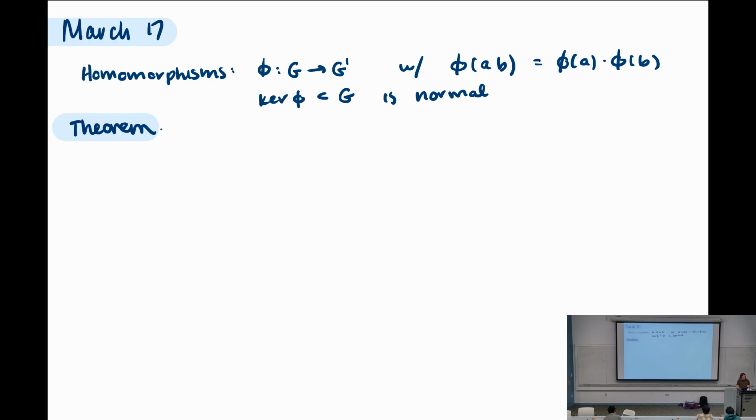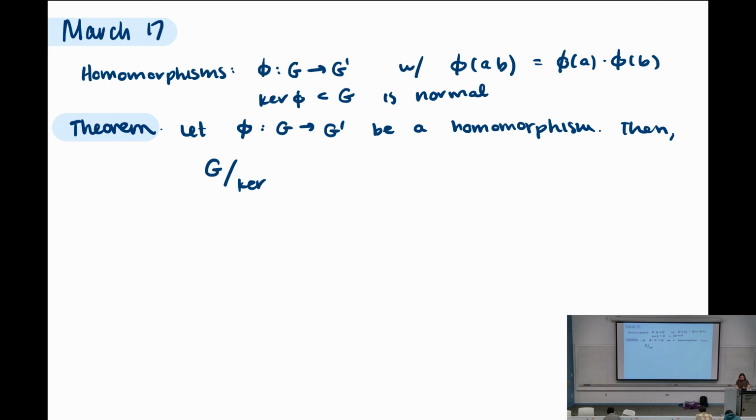So it says, we're going to let phi from G to G prime be a homomorphism. Then we have the following. G mod the kernel of phi is isomorphic to phi of G. So what is phi of G? This is just phi applied to all elements of G. So this may not equal all of G prime, but it will be a subgroup of G prime.